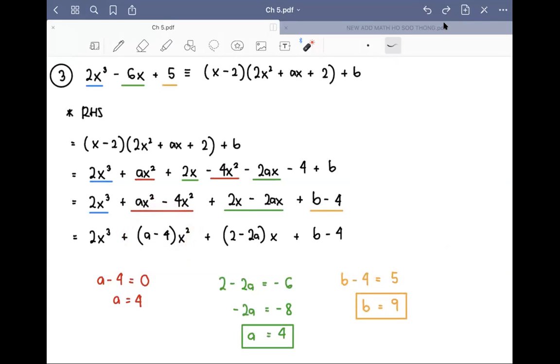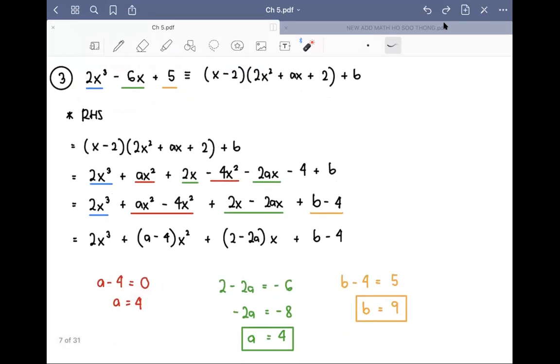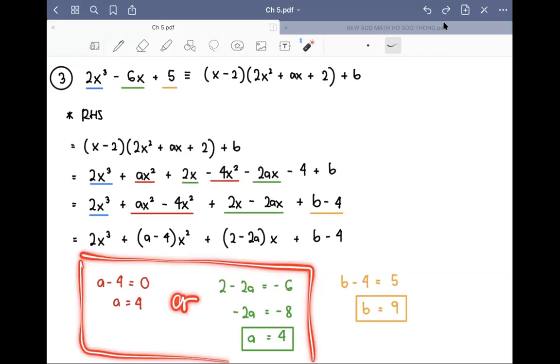But I showed this one here because some of you might say, oh, there's no x squared here, so there's nothing to compare to. Again, if there's nothing here to compare to, that means it's equal to 0. That's why a here is equal to 4. But in this case, you also have a here, so you can also compare the coefficient of this with this. That's why I got 2 minus 2a equals negative 6, and that's how I got a is equal to 4 as well. So this one or this one for the value of a.